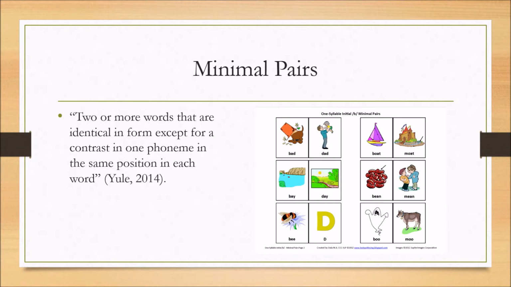Minimal pairs are two or more words that are identical in form except for a contrast in one phoneme in the same position in each word. Here we have an example like bad and dad, bay and day, b and d. By changing the beginning phoneme, you are now able to create more words with the same sounds.